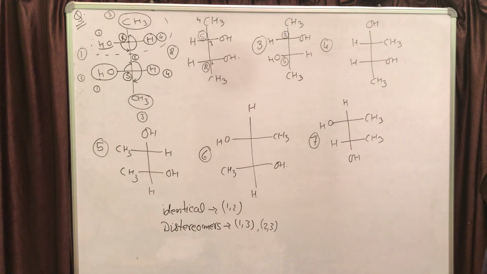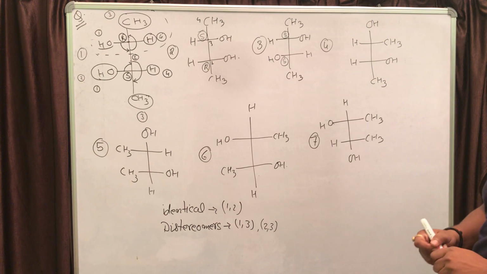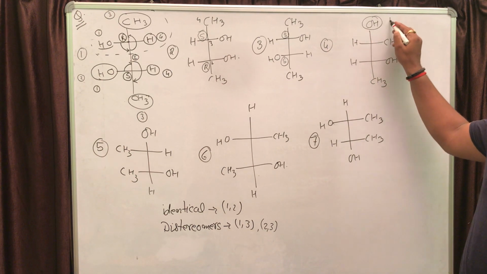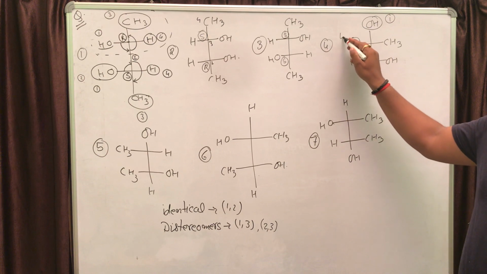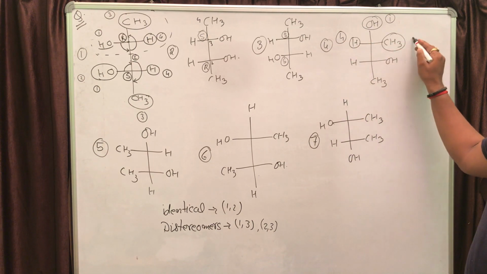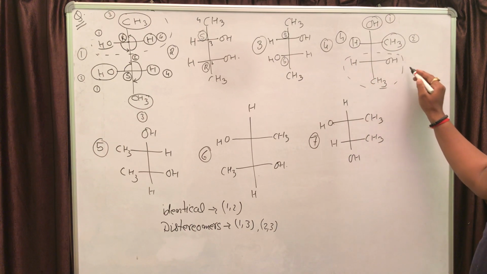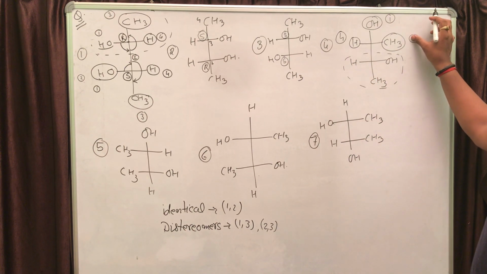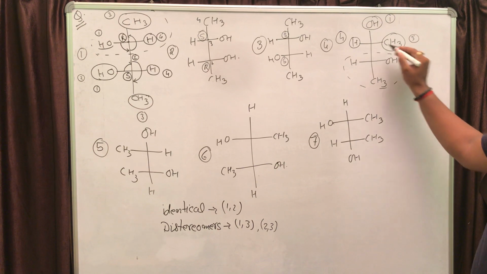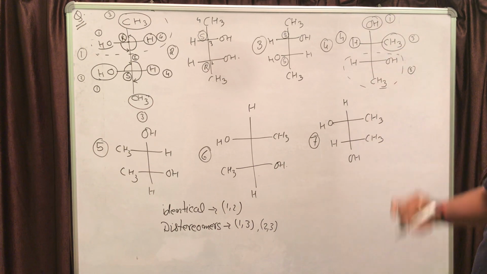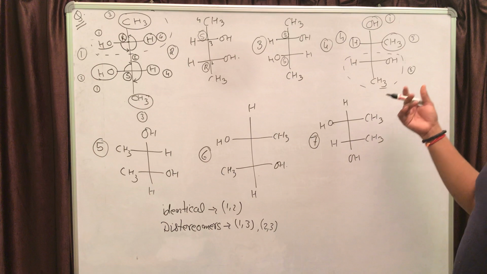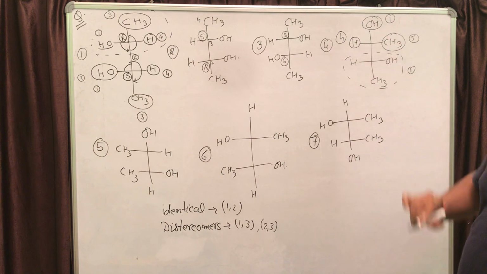Now the next. The fourth compound is slightly different. The OH group is drawn on the above side, so you need to find the configuration here. OH has first priority, H has fourth priority, this CH3 is going to have third priority, and this complete group is going to have second priority, right? I'm doing this for the first chiral carbon.